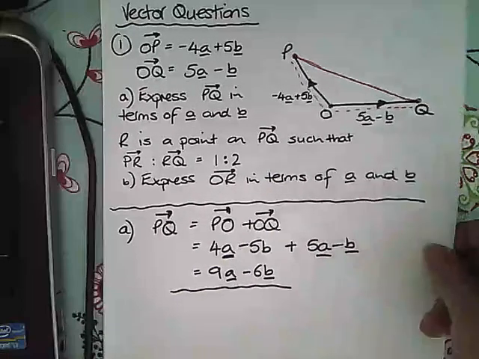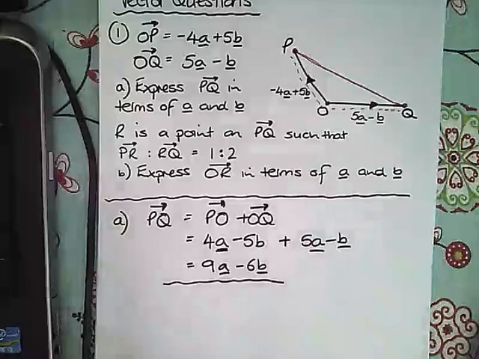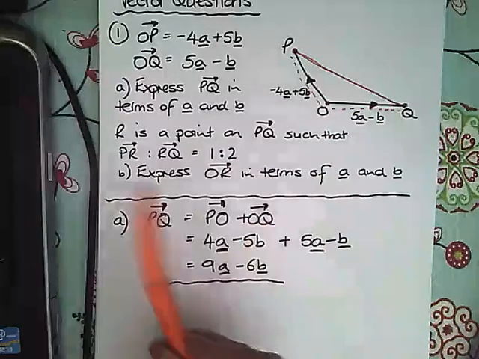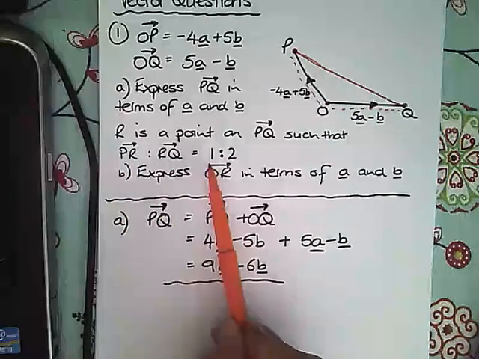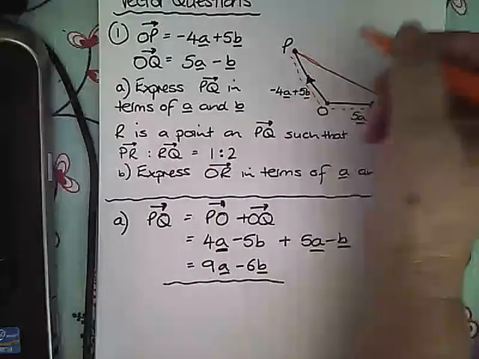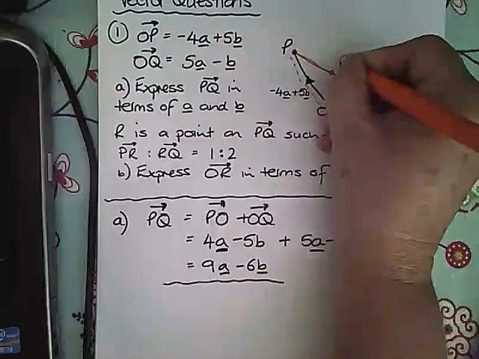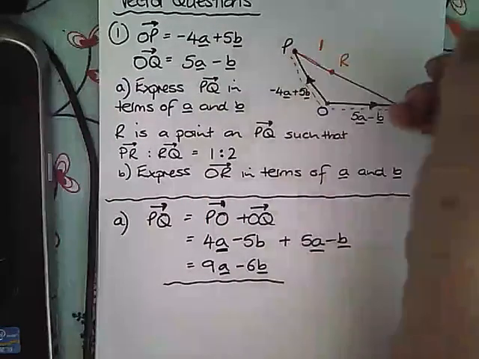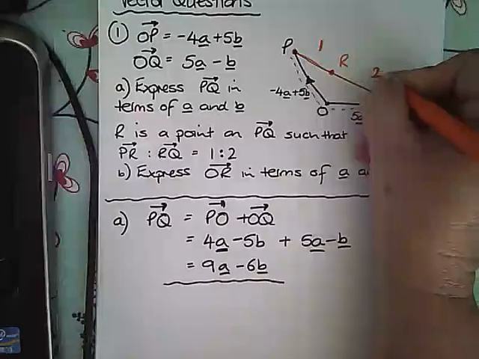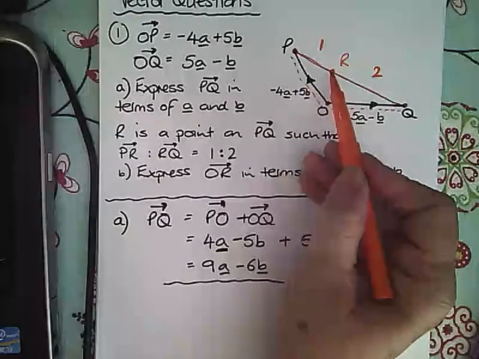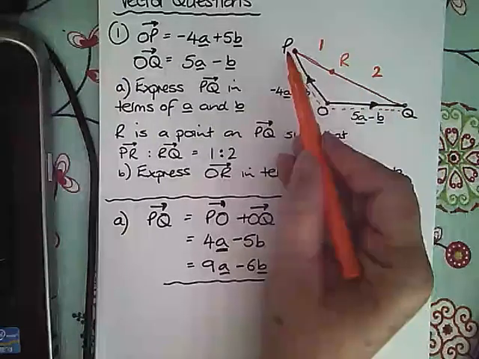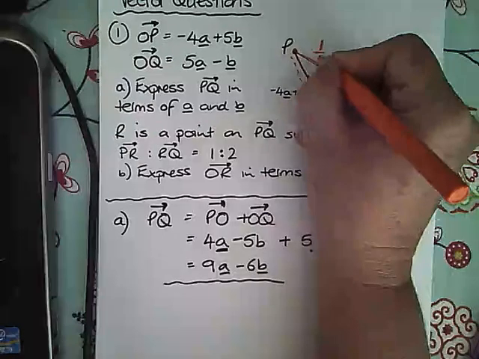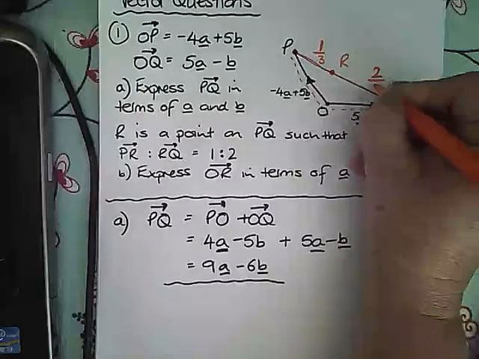On to the second part of the question, and before we go on to it, we're given an additional bit of information. It says that R is a point on PQ such that PR to RQ is in the ratio 1 to 2. So we put our point R on here, and it's in the ratio 1 to 2. That is 1, that is 2. So in total, this must be divided up into 3 equal pieces. So this is 1/3, and this is 2/3.